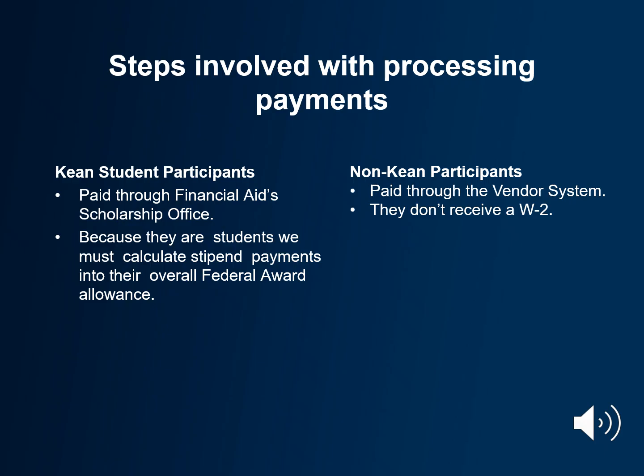Steps involved with processing payments. For Kean student participants, they are going to be paid through Financial Aid's scholarship office. Because they are students, we must calculate stipend payments into their overall federal award allowance.